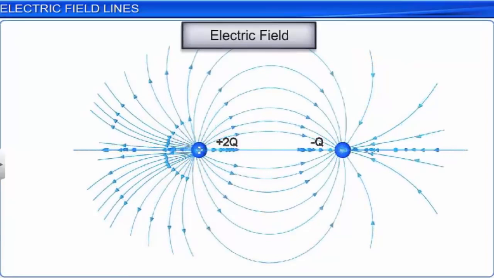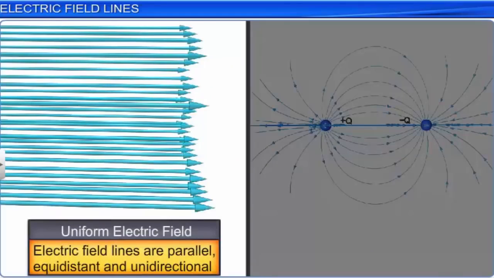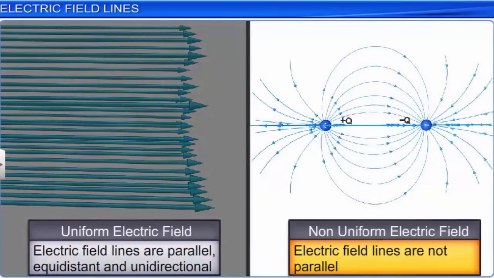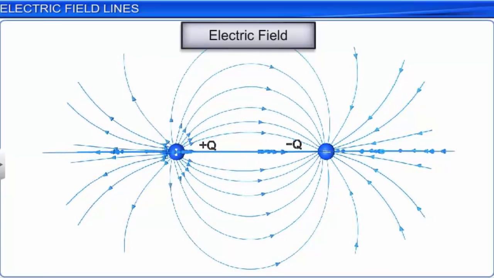Electrostatic field lines never form closed loops due to the conservative nature of the electric field, since the lines of force diverge from a positive charge and cannot converge at the same positive charge. For a uniform electric field, the electric field lines are parallel, equidistant and unidirectional. For a non-uniform electric field, the electric field lines are not parallel. In a charge-free region, the electric field lines are continuous curves without any breaks.